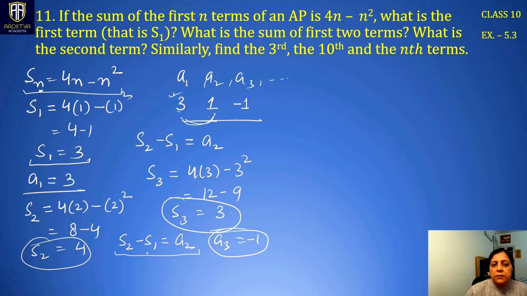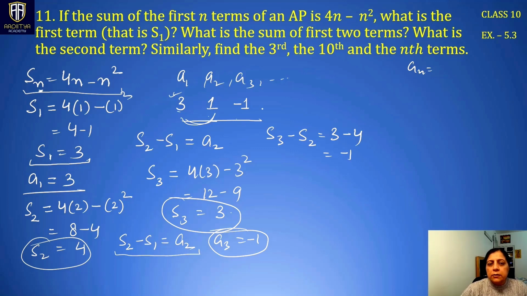How can I find this? S3 minus S2. S3 is 3 minus S2. S2 is 4. This is minus 1. Right? Now you can relate this to the first thing, like an is a plus n minus 1 d. We had developed a sequence like this.